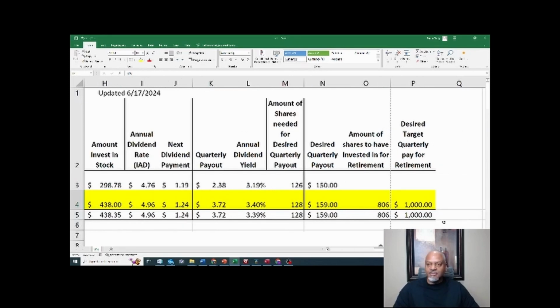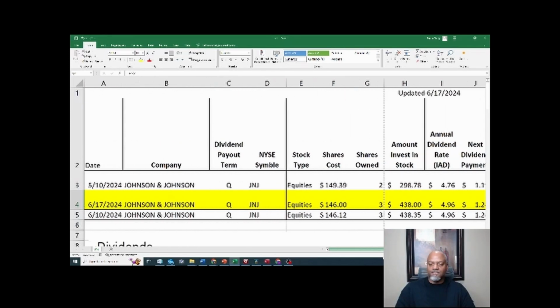For me to have a $1,000 a quarter target payment for retirement only, I'd need 806 shares invested. Once I hit this 806 share plateau, it would pay me $1,000 per quarter, and I would use that $1,000 per quarter to pay off whatever bills it would cover. So there's our worksheet, there's a walkthrough.